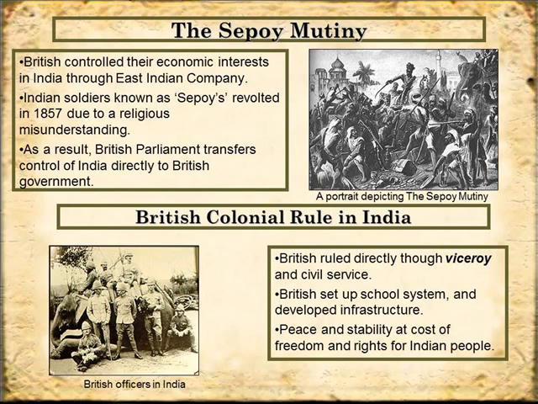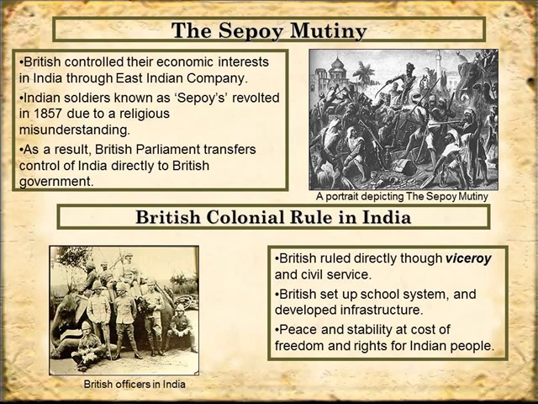In 1857, the Sepoy Mutiny. The mutiny was a result of various grievances. However, the flashpoint was reached when the soldiers were asked to bite off the paper cartridges for their rifles, which were greased in animal fat, namely beef and pork. Well, this was and is against the religious beliefs of the Hindus and Muslims. So, obviously, it was a conflict of interest between the British and the Indians. The Indian soldiers, known as sepoys, revolted. As a result, British Parliament transfers control of India directly to the British government.